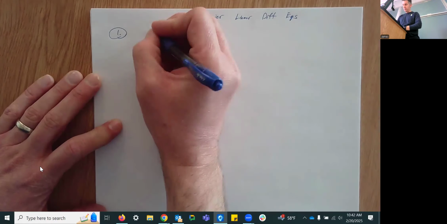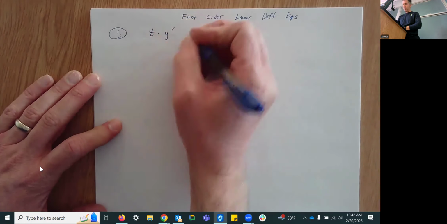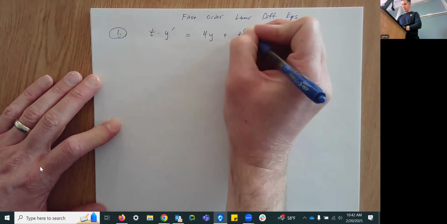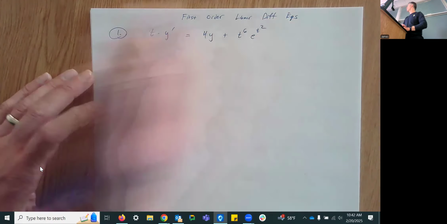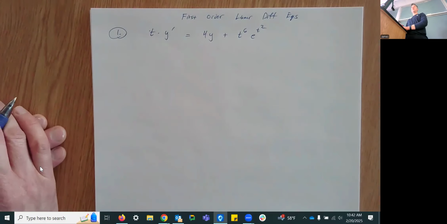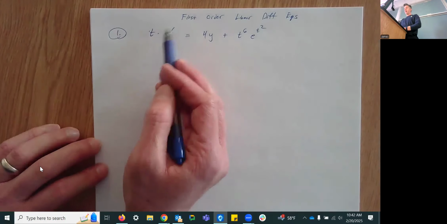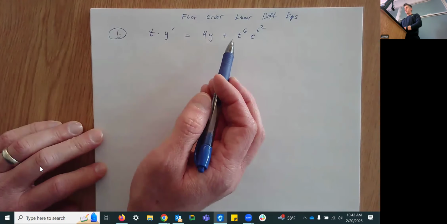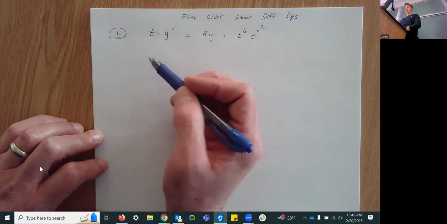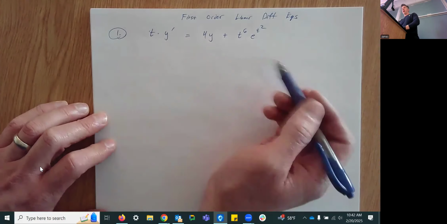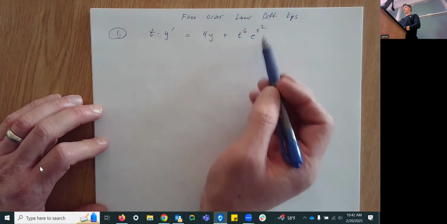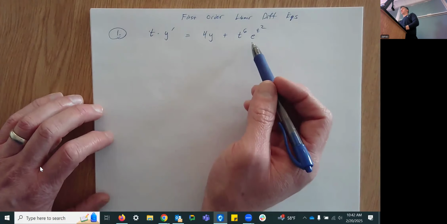We have t times y prime is equal to 4y plus t to the 6 times e to the t squared. And it certainly does not look like it's separable. I've got my y prime over here. I could divide both sides by t, but there's no way of bringing that y over to the left-hand side just on its own without also leaving some y's behind on the right. If I divide both sides by y, I'd have to have t to the 6 times e to the t squared divided by y over there. So it's no go.